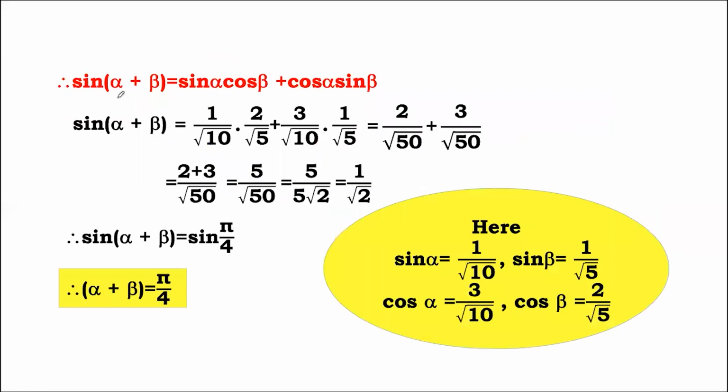So if we have to find sine of alpha plus beta, the given condition is that alpha and beta lie in the first quadrant only. So sine A cos B plus cos A sine B, that is sine alpha cos beta plus cos alpha sine beta. Put the values in, plus 3 by 5, and just by calculation you are getting this. We know that 1 by root 2 is nothing but pi by 4, so alpha plus beta, the angle will be pi by 4, where sine alpha is 1 by root 2 and sine beta is 1 by root 5.